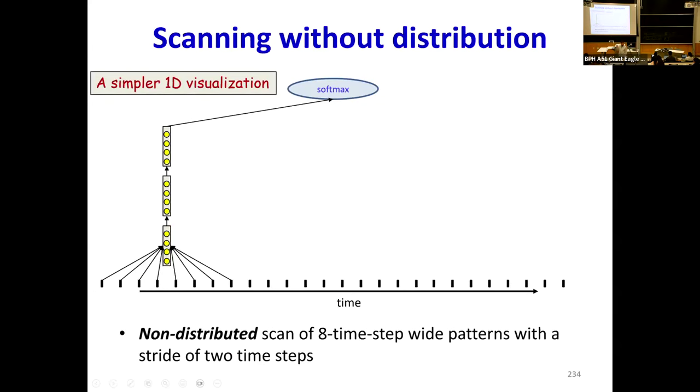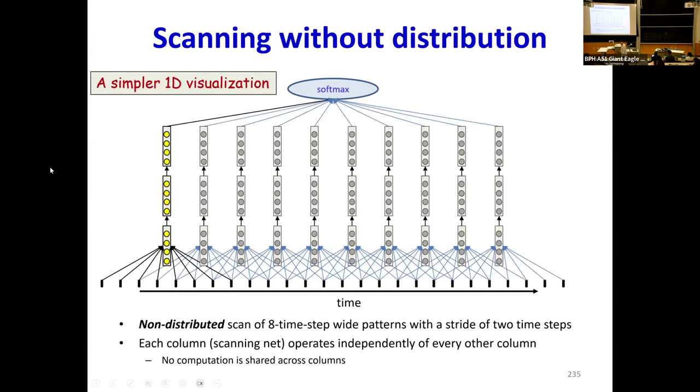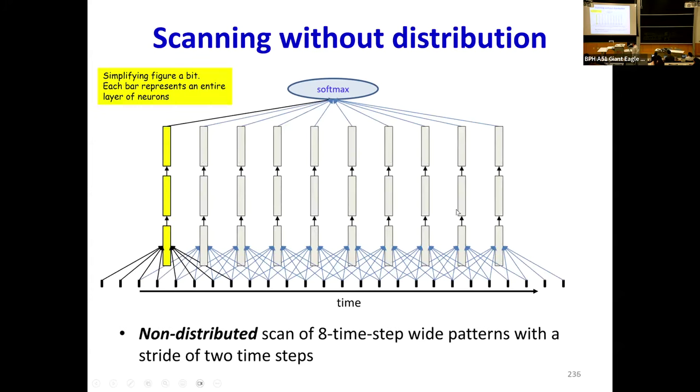Now, is this network a distributed scan? Yes or no? No, why not? It's only scanning that one segment, right? So this network, if it were scanning the input, is going to be performing this particular computation. I'm just not going to show the dots within the individual bars, to make things easier to visualize.